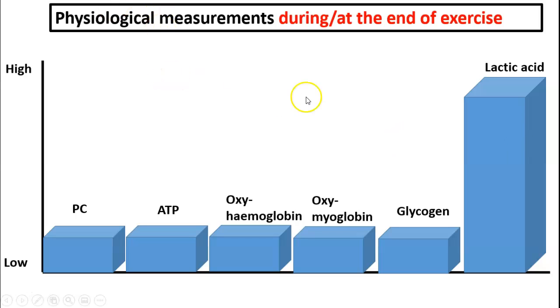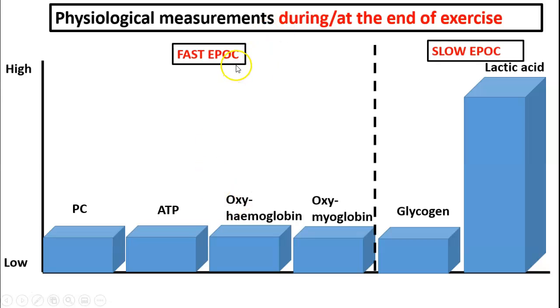Now, what I wanted to just show you, and the reason why I said don't make any notes at the moment, so just make sure you've listened to it all. When we are looking at fast and slow EPOC, fast EPOC has specific functions of recovering PC, ATP, oxyhemoglobin, oxymyoglobin, whereas slow EPOC has the function of recovering or replenishing our glycogen stores and removing lactic acid. That is the key focus. Now, what we are going to look at in today's screencast specifically is fast EPOC. So we're going to have a look at fast EPOC and these key components here.